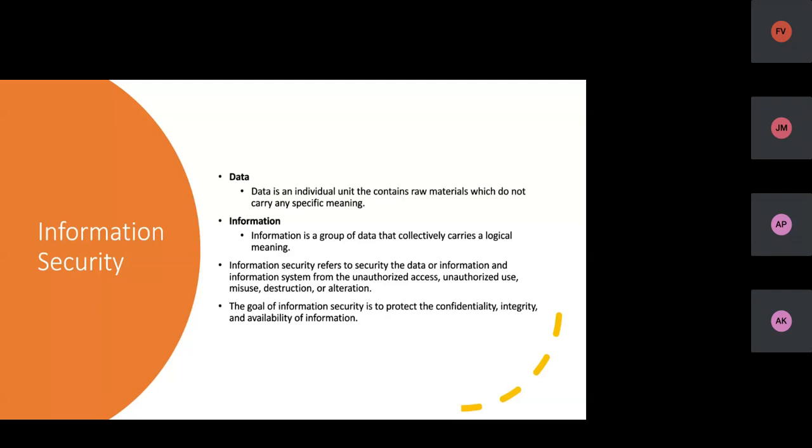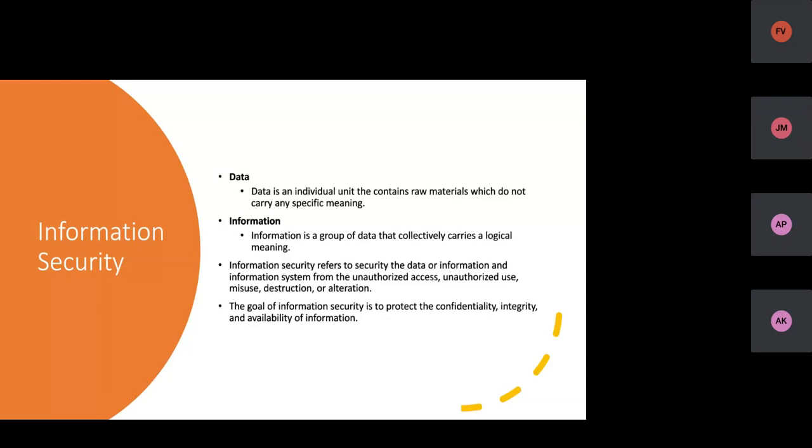Whereas information is a group of data that collectively carries logical meaning. We can also say information is processed data. Processed data is what information is.